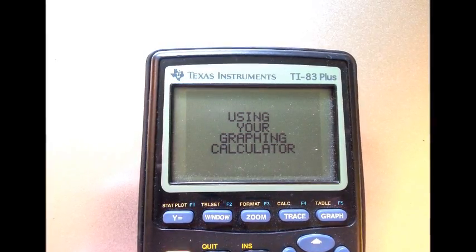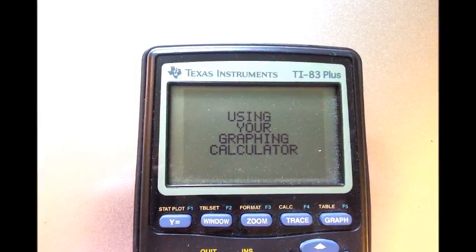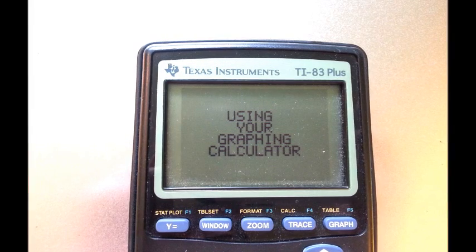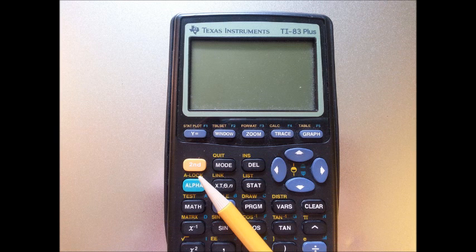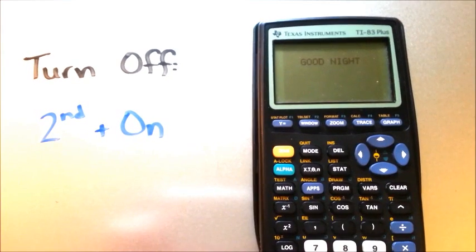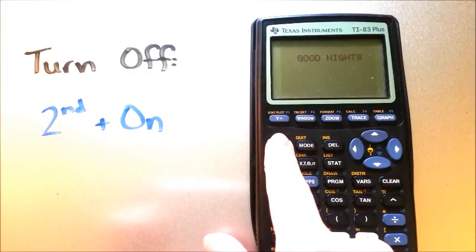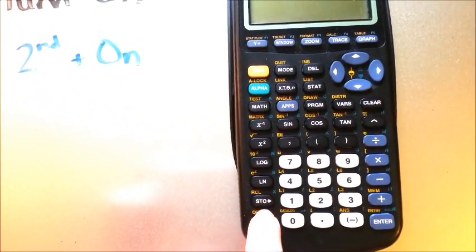In this video, we take a look at some of the important features of your graphing calculator. First, let's locate the on button, and then the second button. This is a lot like the shift key. In order to turn your calculator off, you'll push second, and then the on button.